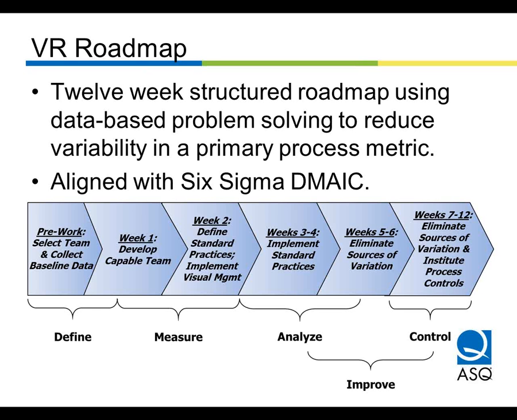Now the roadmap was specifically aligned with Six Sigma so that it was not viewed as something that was competing with Six Sigma but was complementary to Six Sigma, and that the teams used the same language and terminology as the green belts and the black belts so that they could work together in making improvements to the processes over time.